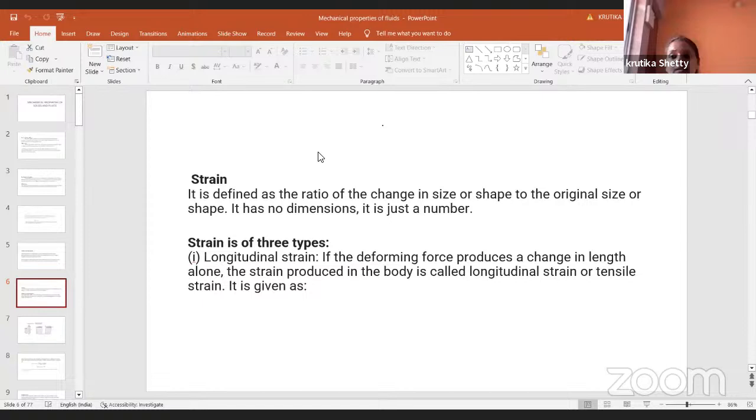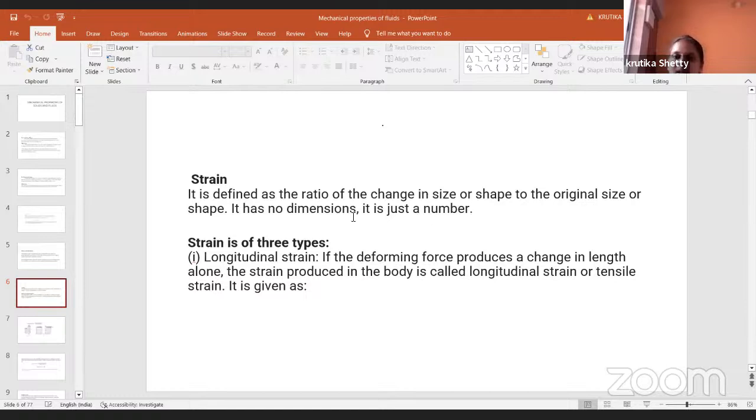See here, it is defined as the ratio of change in the size or shape to the original size or shape. It is called what? Strain. Understood? Whatever changes, you take its ratio with the original value, and what you get is strain. And it has no dimensions, it is just a number.